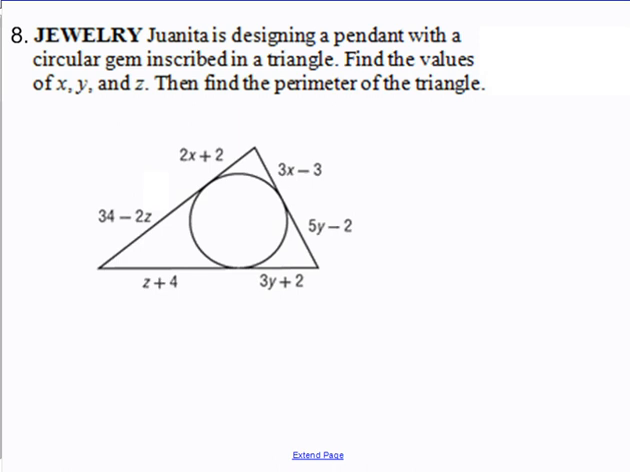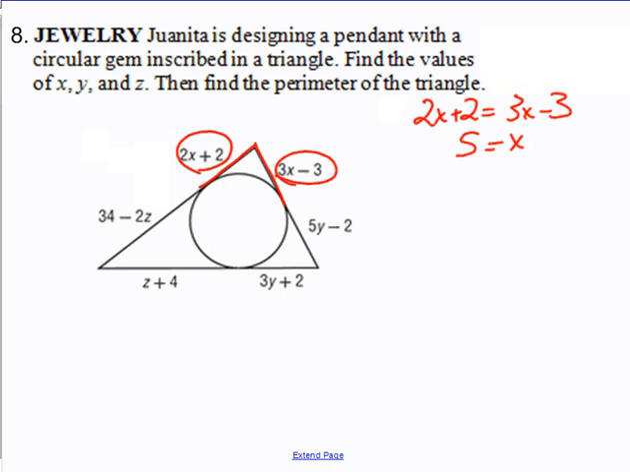Okay, Juanita is designing a pendant with a circular gem inscribed in a triangle. Find the values of x, y, and z. Then find the perimeter. Okay, got this. All right, so let's find x, just because it's first. I see x is here. Well, those are tangents again, so we're going to set them equal. So 2x plus 2 equals 3x minus 3. All right, we do the math, we get x equals 5.